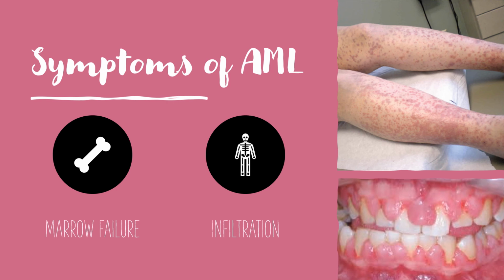Relating to infiltration, of course, you may notice the typical hepato or splenomegaly, but also potentially gum hypertrophy and bleeding that you can see down in the bottom right, as well as skin involvement. In AML, CNS involvement where patients present is rare.